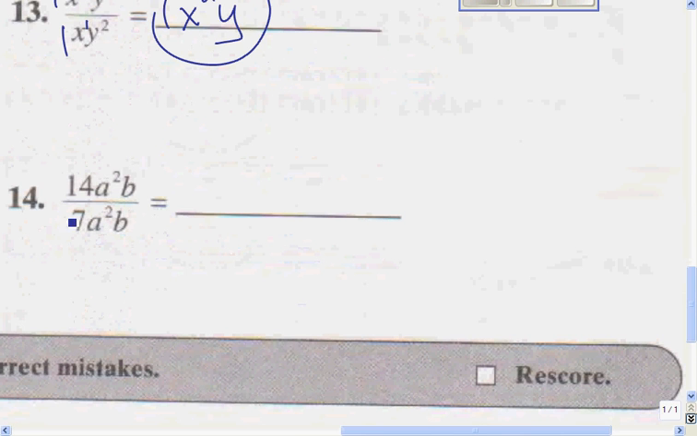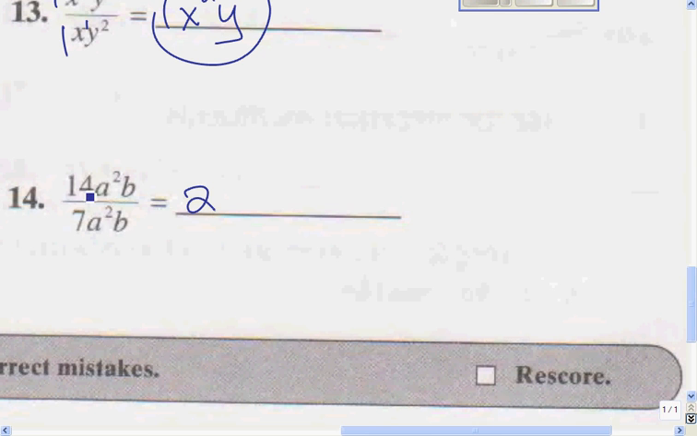My signs are the same. They're both positive. So I know my answer is positive. What times 7 equals 14? 2. So 14 divided by 7 equals 2. The a's cancel out and the b's cancel out. My answer is 2.